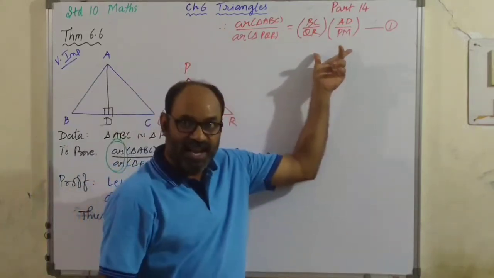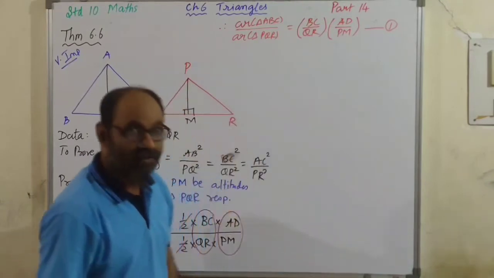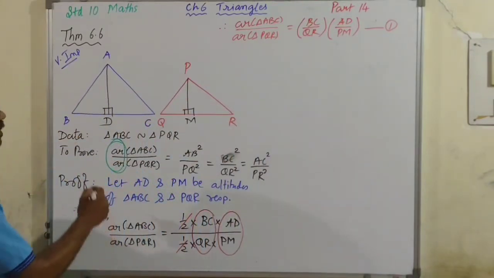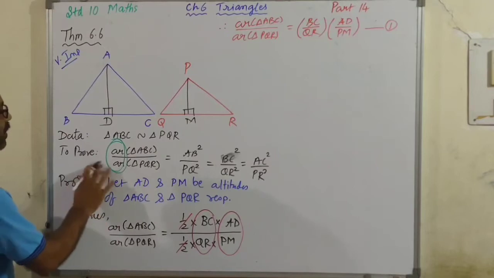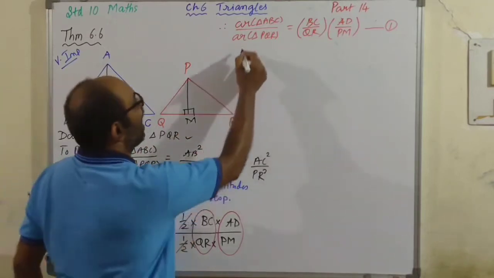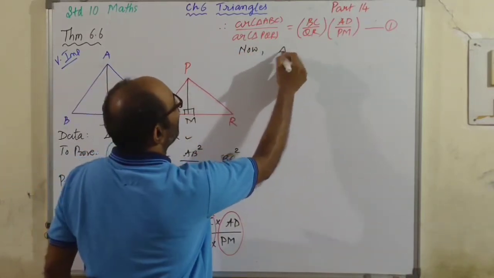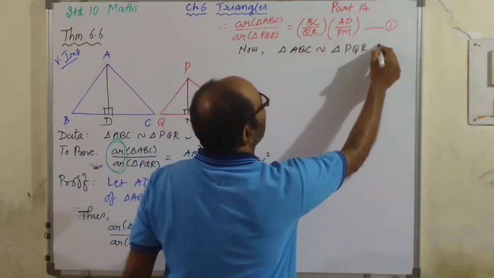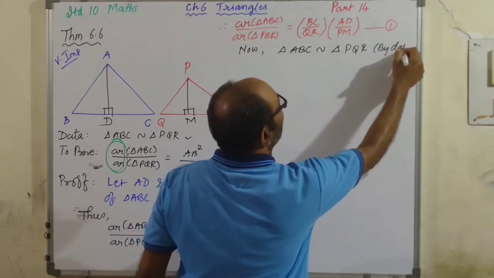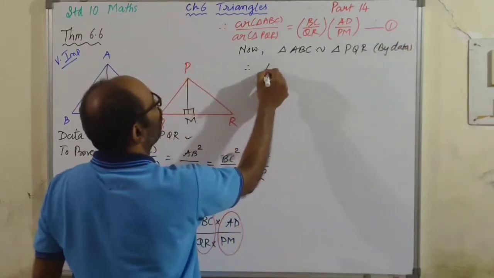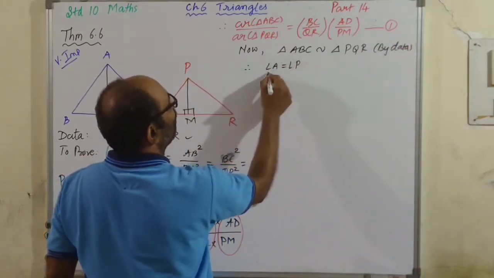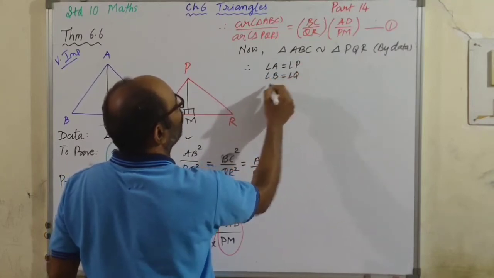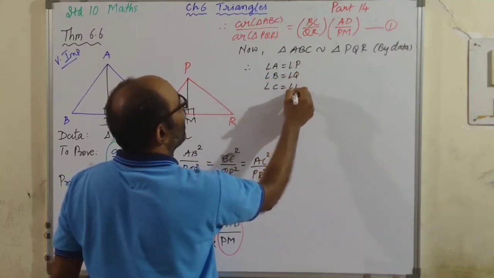That is something else altogether. So now what shall we do? Let's pick up this. Sorry. The data. What is given in the data? Now, triangle ABC is similar to triangle PQR by data. So we have two results. Therefore, angle A equal to angle P, angle B equal to angle Q, angle C equal to angle R.